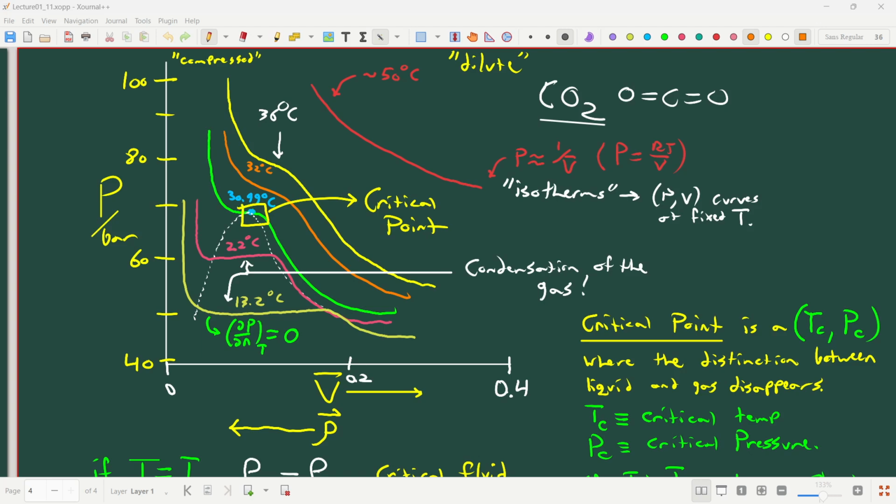And I want to learn something. First of all, I want to learn about this transition. How does the gas condense into a liquid, and what are the thermodynamics of that condensation? Does it absorb heat? Does it emit heat? Is there no heat change? What are the characteristics that we observe thermally or energetically for this process that we observe in our isotherms?